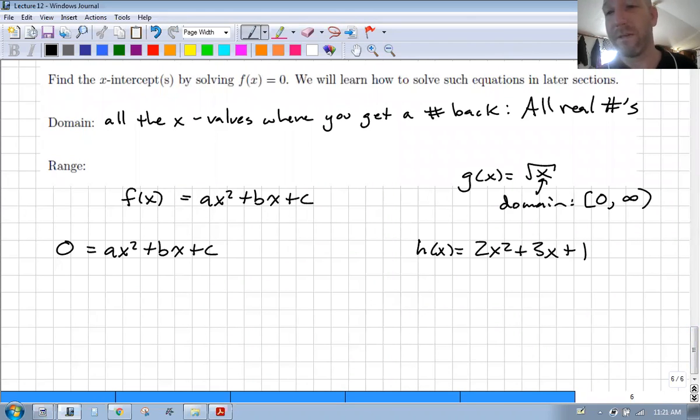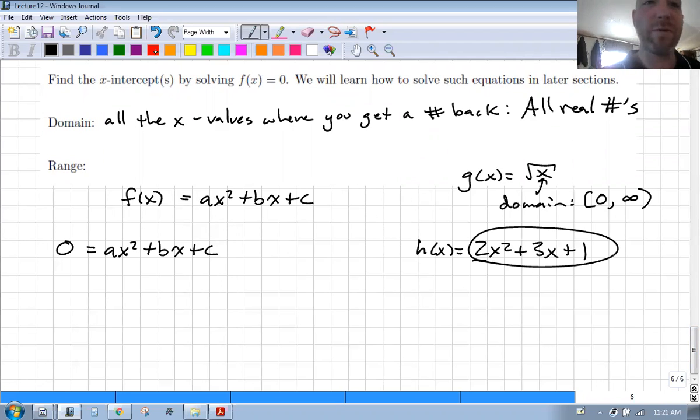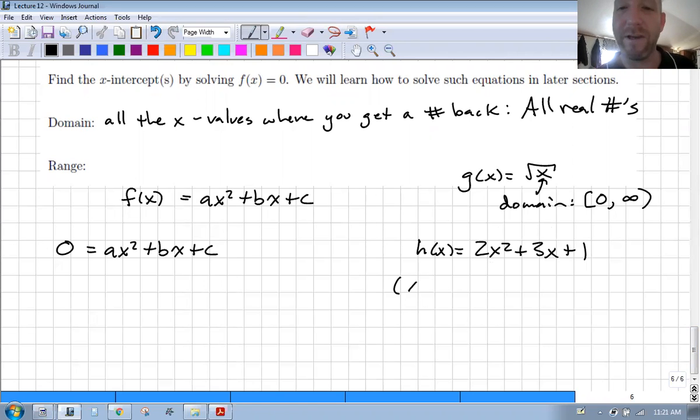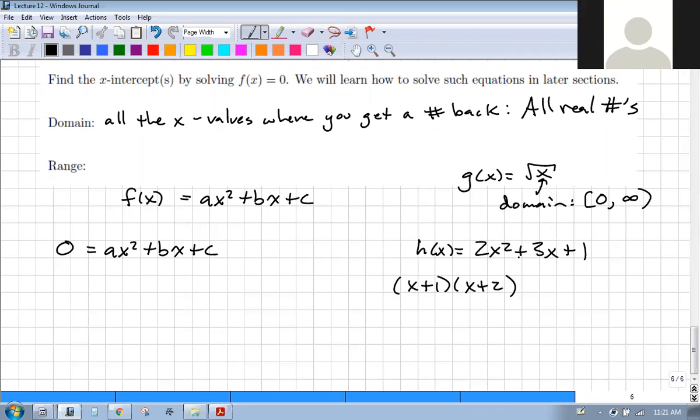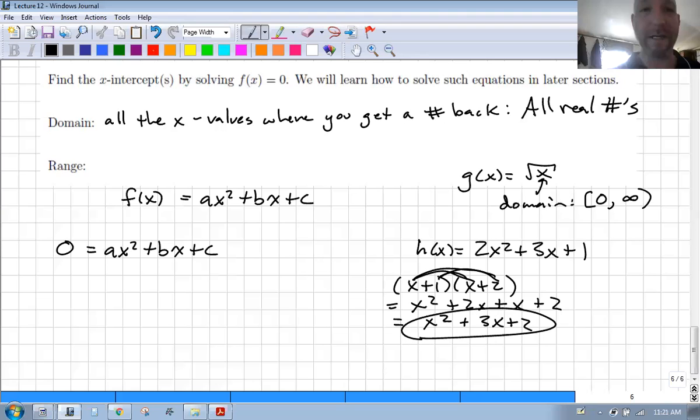There are several methods. I don't know if y'all remember factoring. Remember if you have something like this, y'all remember this stuff? We have to do this stuff backwards. If we multiplied this out, we're going to have an x times an x, so we get an x squared. We get a 2x, we get an x, and then we get a 2. So this is x squared plus 3x plus 2. So this is a quadratic, but we can factor it to look like that.